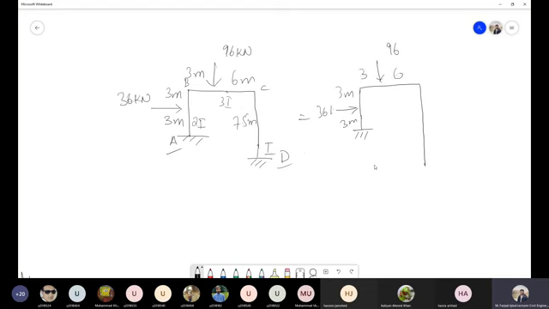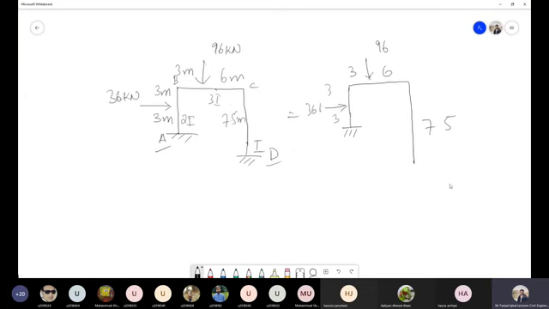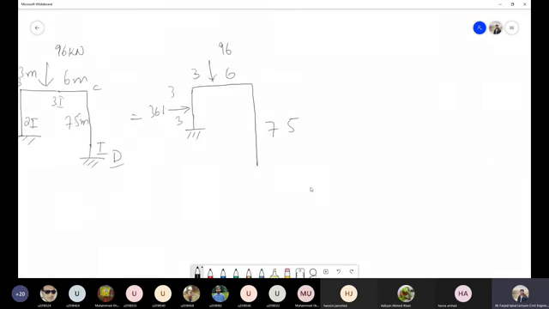This is 96, 3, 6, and just assume that these lengths are in meters, I will not be writing the units, just understand that these are in meters and these loads are in kilonewton. So this is our primary structure in which we will have 3 deflections, and about the direction of deflections, just take this deflection in the same direction as you will be taking in the redundant structure.